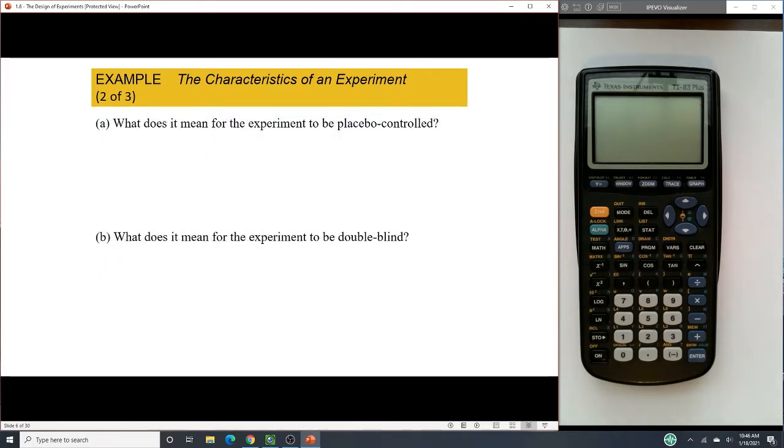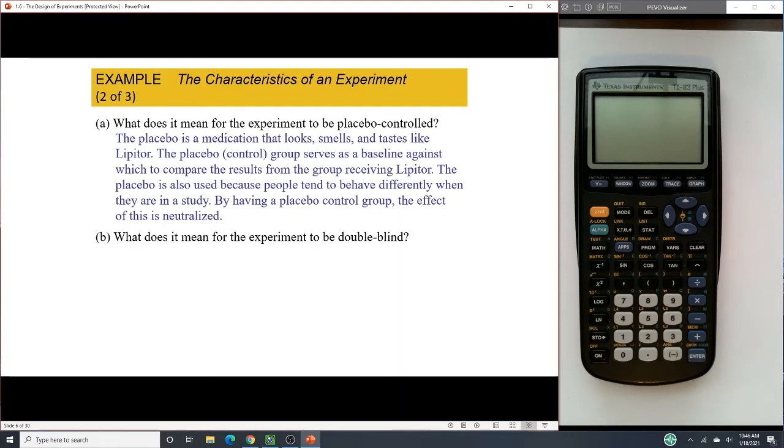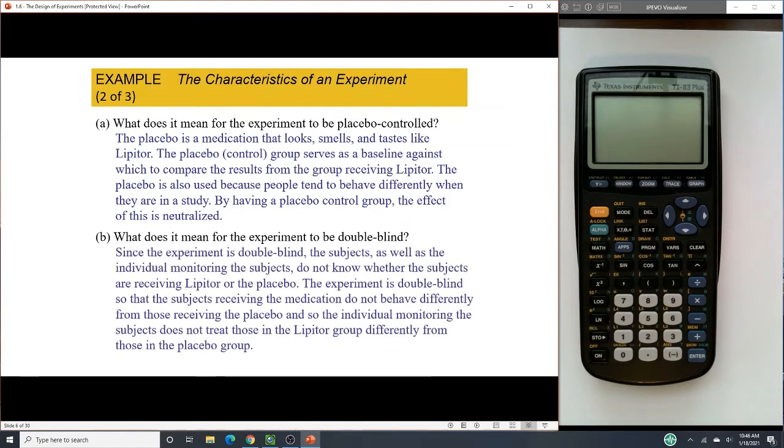All right, so what does it mean for the experiment to be placebo-controlled? So it has a medication that looks very similar to the other, but it actually doesn't do anything. So that's our baseline to compare to, the group that has the placebo. And then what does it mean for it to be double-blind? Well, double-blind again means that the people taking the pills don't know whether they're getting the placebo or the Lipitor, and also the one giving the pills doesn't know if they're giving Lipitor or the placebo. That's all figured out, again, behind the scenes.